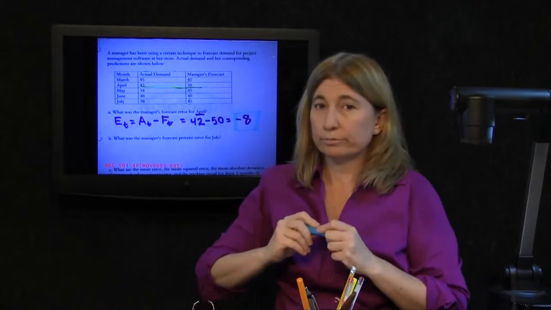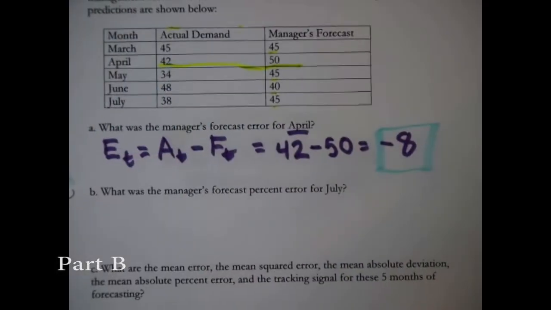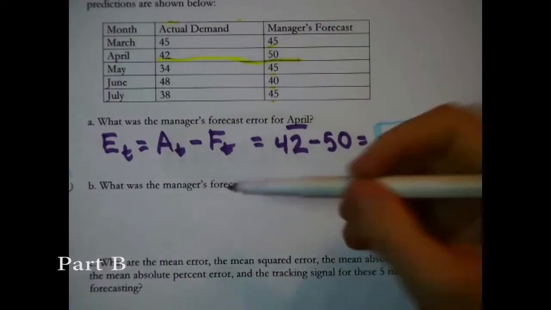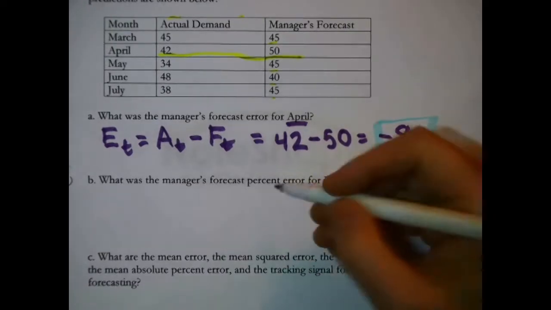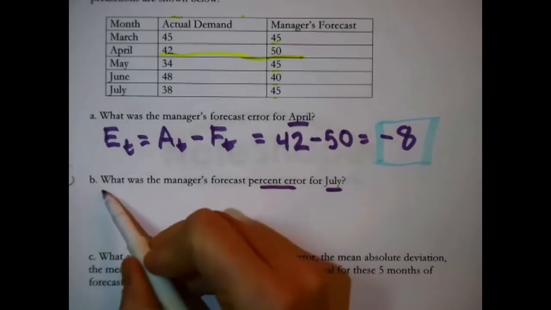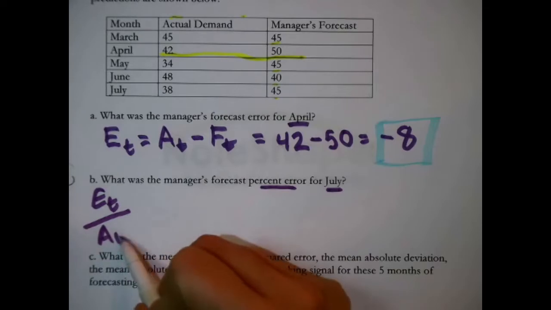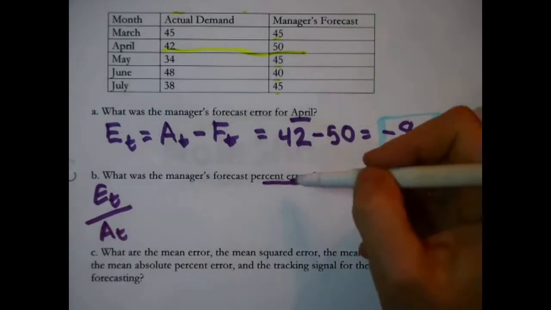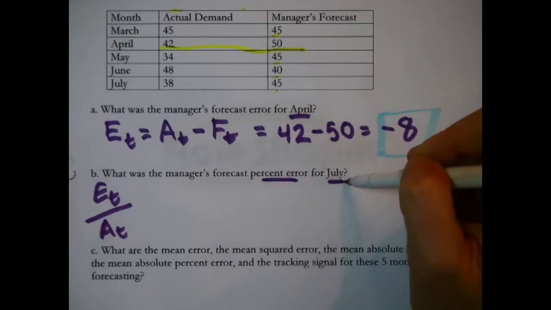Okay, now, next part. What was the manager's forecast percent error for, wait a minute, not April, but July. Oh, percent error is the error divided by the actual for a period. So what I need to do is calculate the error for, and I have to be careful, not April, but July, and then divide it by the actual for July.